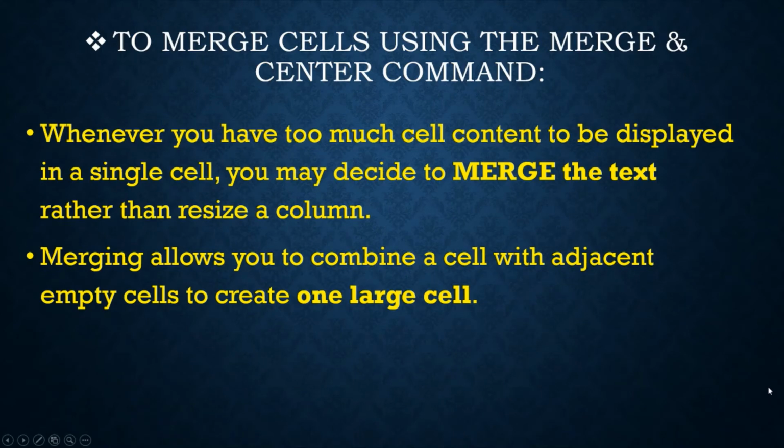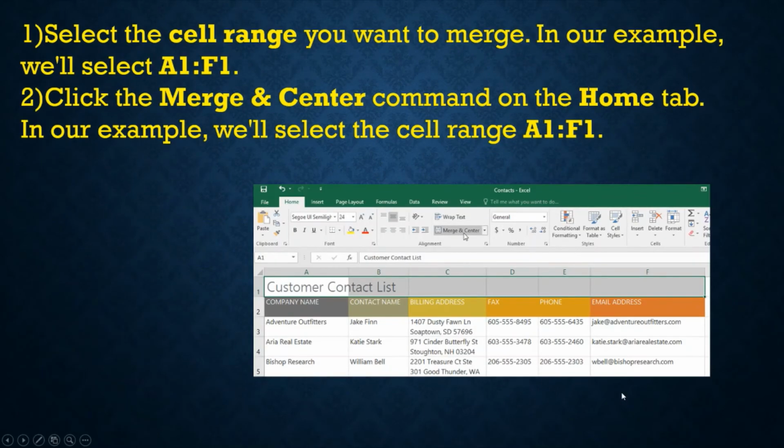Now let's see the next, to merge cells using the merge and center command. Now what is the meaning of merge? Whenever you have too much cell content to be displayed in a single cell, you may decide to merge the cells rather than resize a column. So merging allows you to combine a cell with adjacent empty cells to create one large cell. This is the meaning of merging. So whenever you merge the cell, that means you are combining the adjacent cells and making one single large cell.